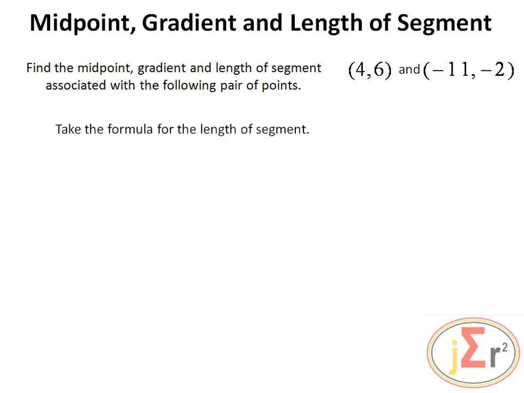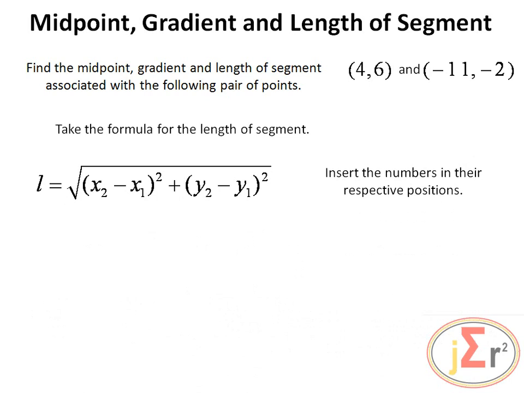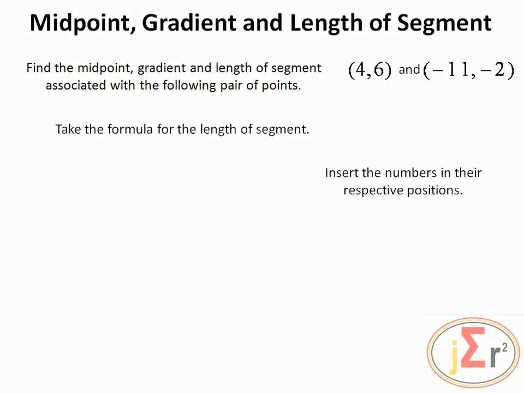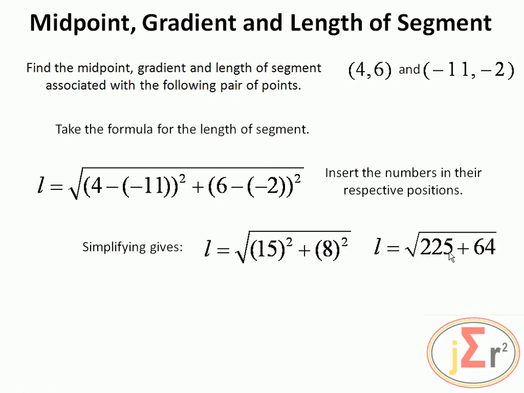We need to determine the length of the segment now, and we are going to insert the numbers in their respective positions as usual. When that is done, this is what we would have, and then we can simplify that, and we will get 15 squared plus 8 squared. Square 15 we get 225, square 8 we get 64. Add them together we get 289, and of course the square root of 289 is 17.